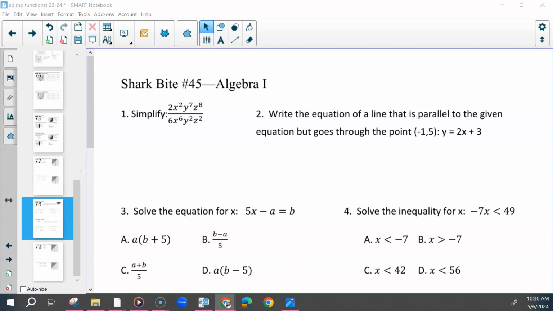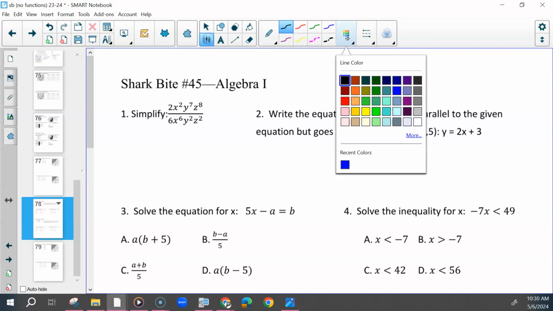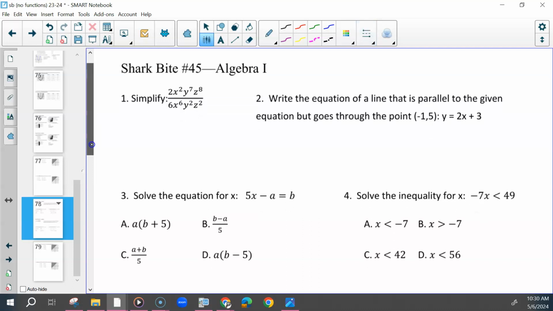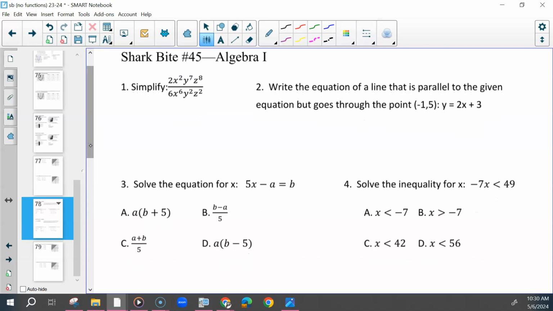So we see a lot of 1s and 2s and 3s, so we'll do those 3. Number 1 can be checked in Desmos, but you have to know your exponent rules in order to do this first. We can divide the 2 and 6, but the exponents we have to subtract. So divide 2 and 6, and then subtract all your exponents. So negative 4, y to the 5th, z to the 6th.